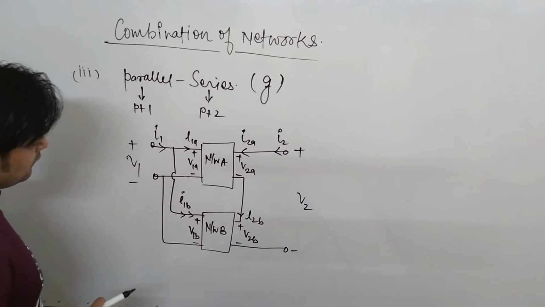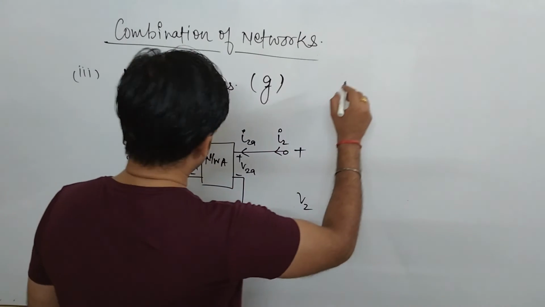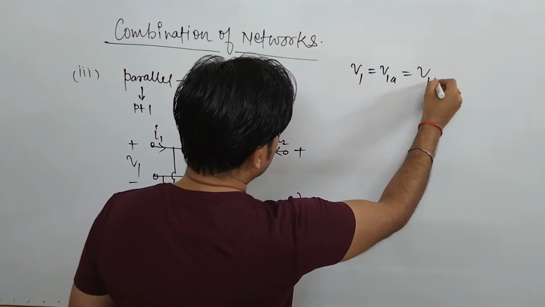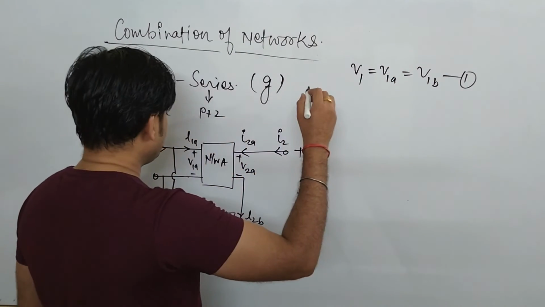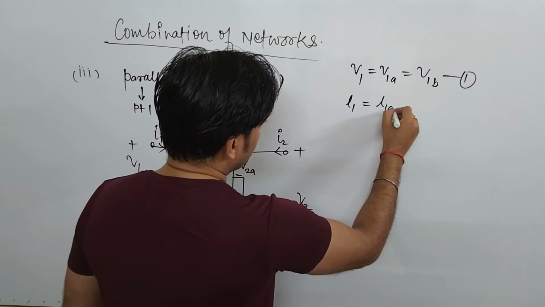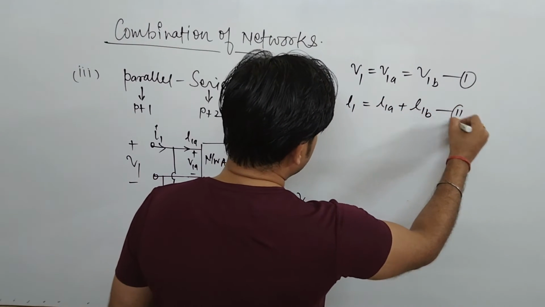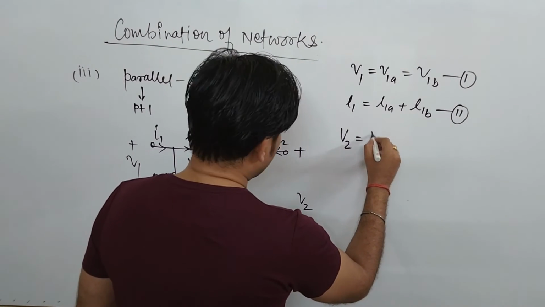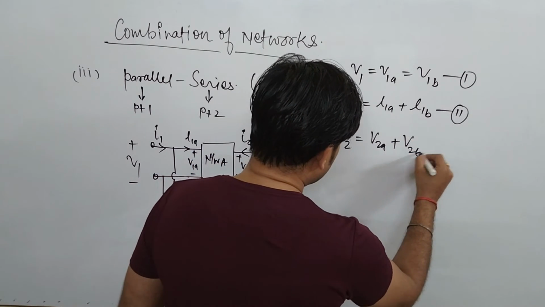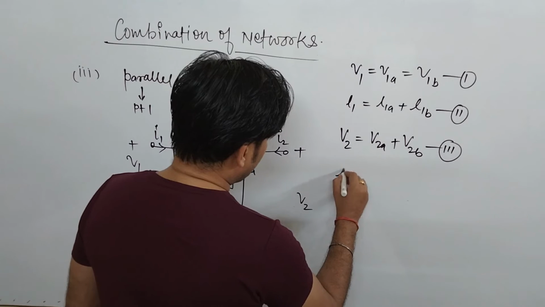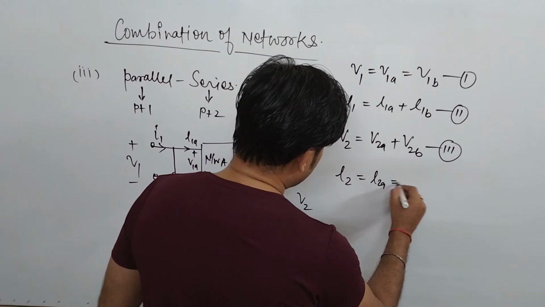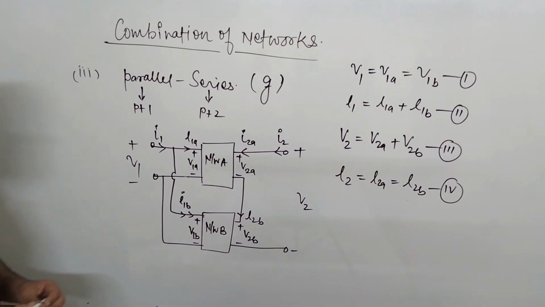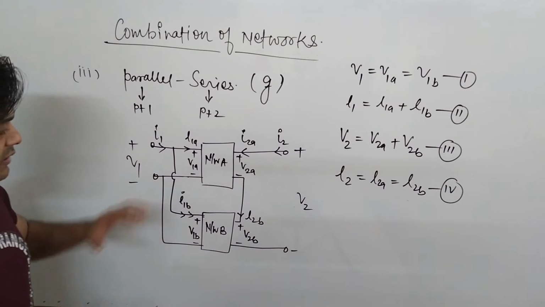If you see, first of all we will write the current voltage conditions. Here V1 is equal to V1A is equal to V1B. This is our first condition. If you talk about the current, I1 is equal to I1A plus I1B, which is our second condition. V2 is equal to V2A plus V2B. This is our third condition. And I2 is equal to I2A, that is equal to I2B, which is our fourth condition. These conditions are also very important to understand the combination in which the networks are connected.